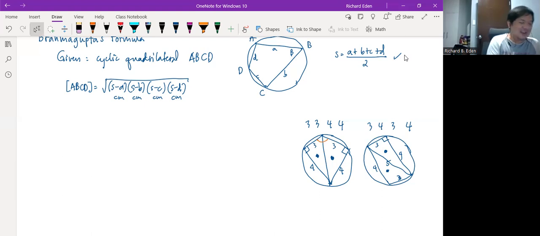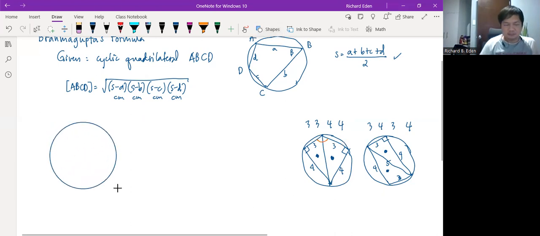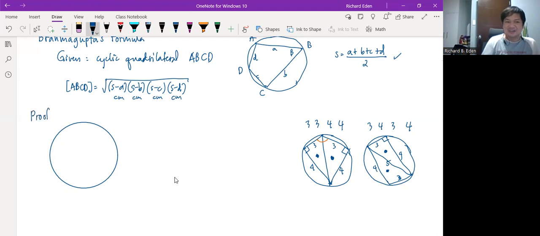Okay. So, why is the formula true? Let me draw a nice circle. You mean partially unsymmetrical ellipse? Who knows? Maybe circle talaga siya. Okay, proof.